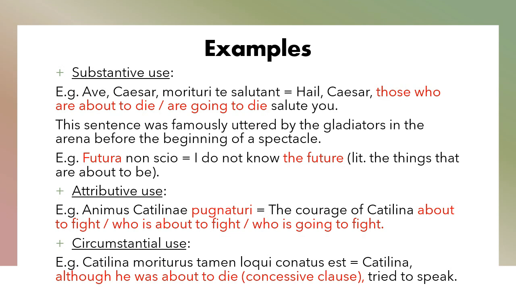I also listed one example of circumstantial use, even though you will not find the future participle very often, so I would worry more about the present and the perfect participle. So, Catilina, moriturus, tamen loqui conatus est. So, Catilina, although he was about to die, although he was going to die, although he was on the point of dying, however, he tried to speak. Here, for example, you have tamen, so the best meaning is the one of a concessive clause.